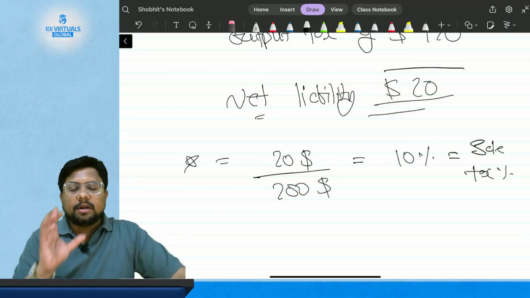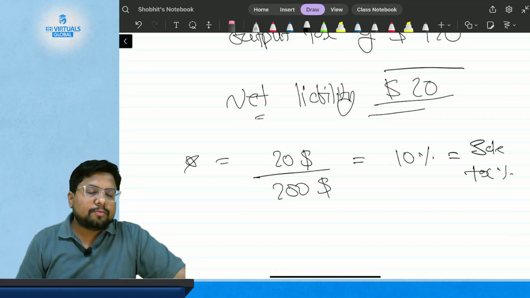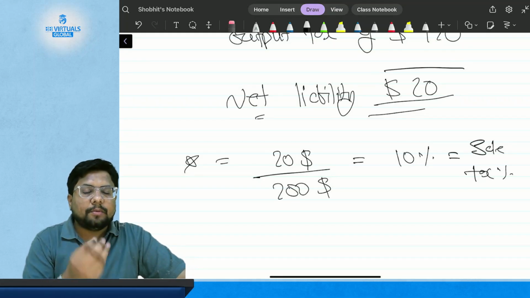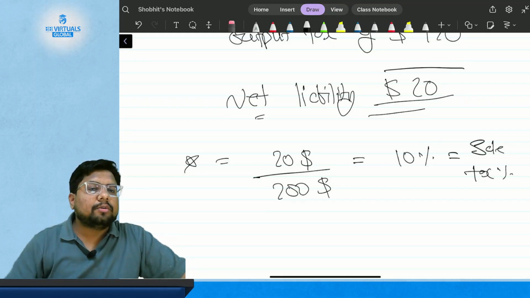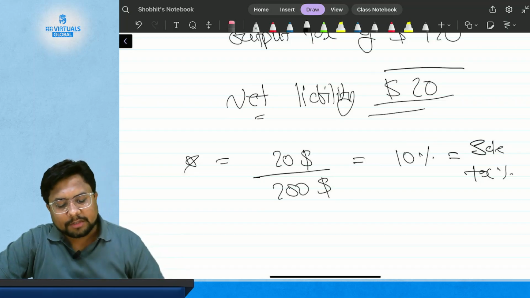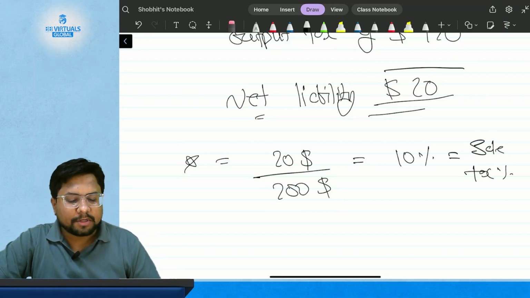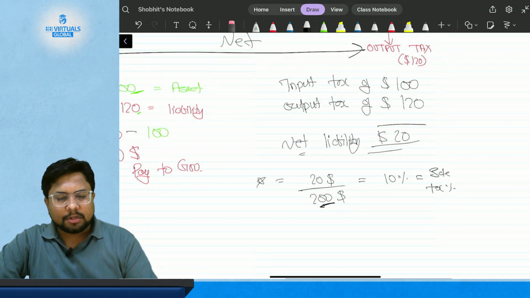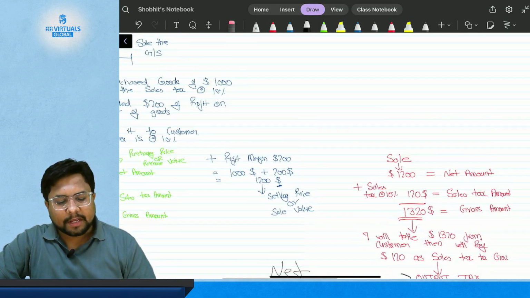So you have already paid tax on $1,000, that is your input tax, and now you are selling goods again for $1,200. So net liability will be on the net margin which you have added on the cost of goods, that is $20. That is 10% of $200, which is your margin. Okay, so this is the concept of sales tax.